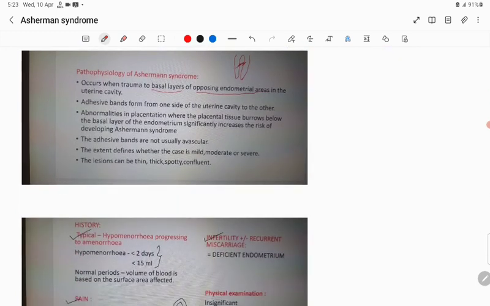Pathophysiology of Asherman syndrome: it occurs when there is trauma to the basal layer of opposing endometrial areas in the uterine cavity. Adhesive bands form from one side of the uterine cavity to the other. Abnormality in placentation, where the placental tissue burrows below the basal layer of the endometrium, will significantly increase the risk of developing Asherman syndrome.